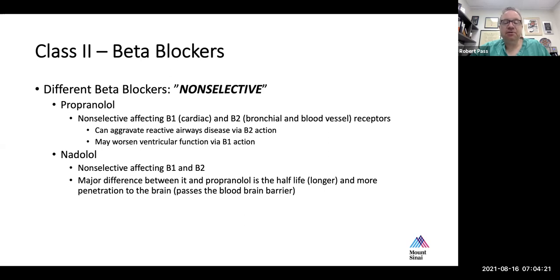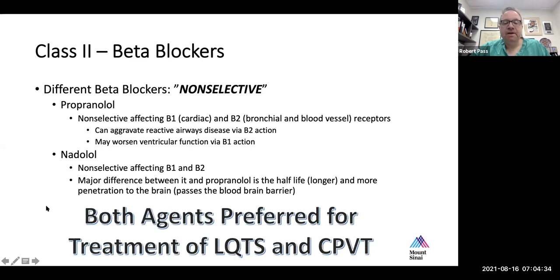But the major difference between it and propranolol is the half-life. Nadolol has a longer half-life in general and has more penetration to the brain, passes the so-called blood-brain barrier better. Both agents are the preferred agents for the treatment of long QT syndrome, as well as CPVT, or catecholaminergic polymorphic VT.